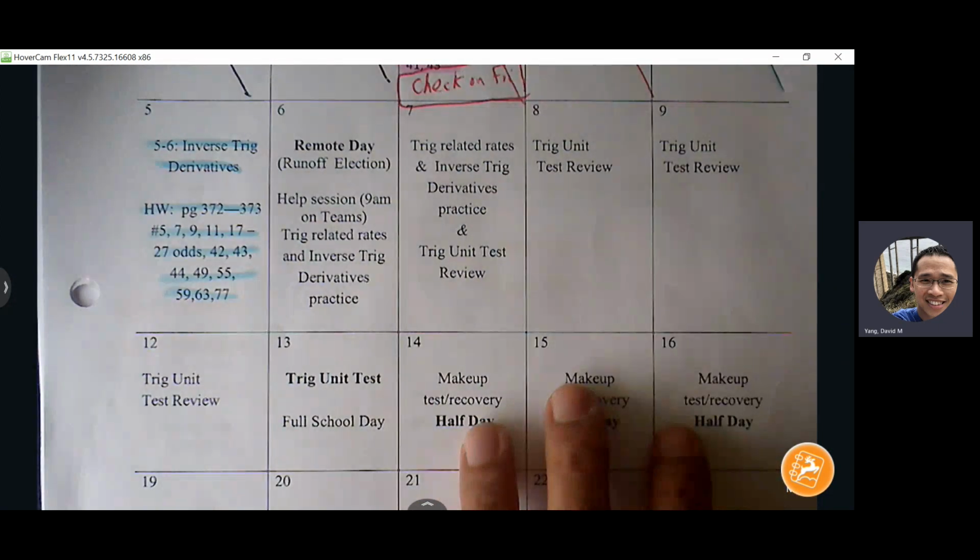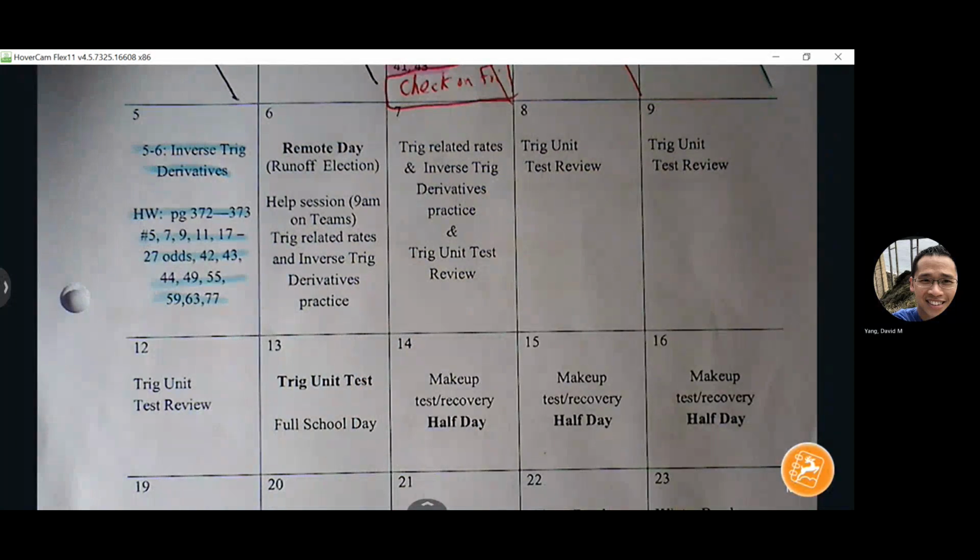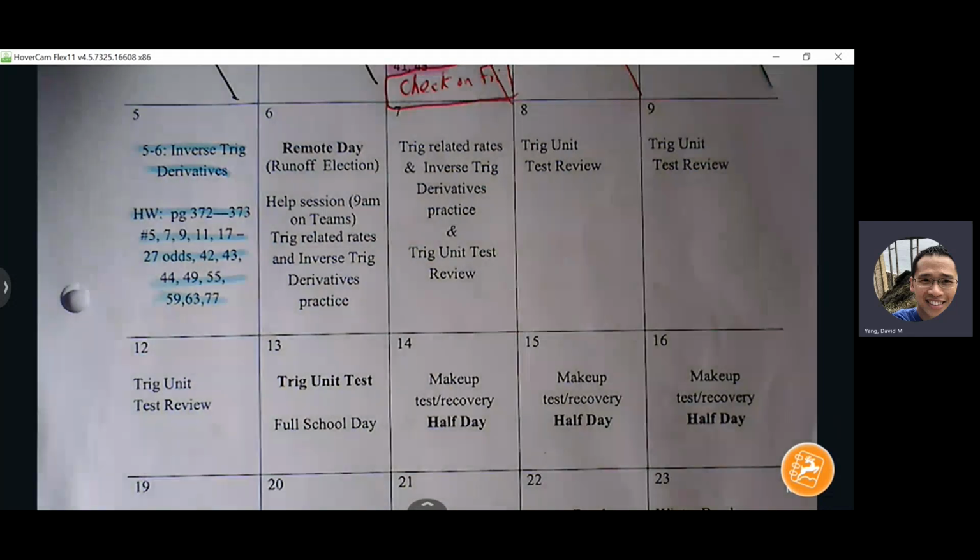Okay, let me go over the calendar real quick here. Yesterday, during the help session, I went over related rates and inverse trig. I went over some of the homework problems for 5.6. Then I also pulled related rates from the test review packet, just to get some practice in.